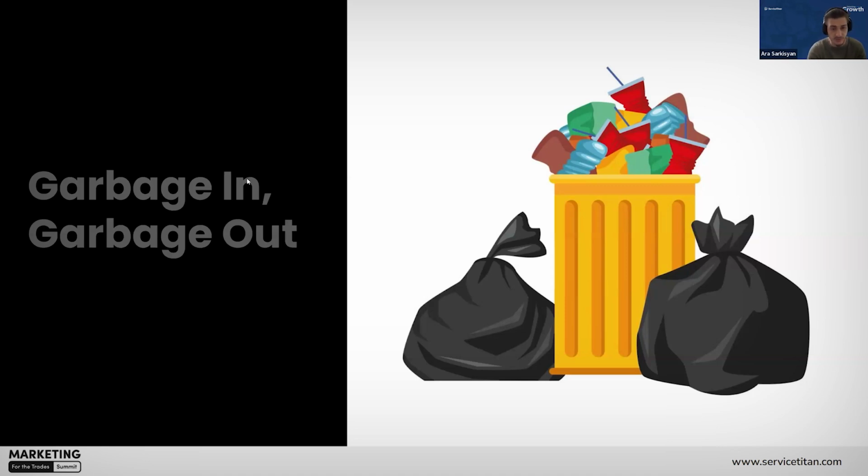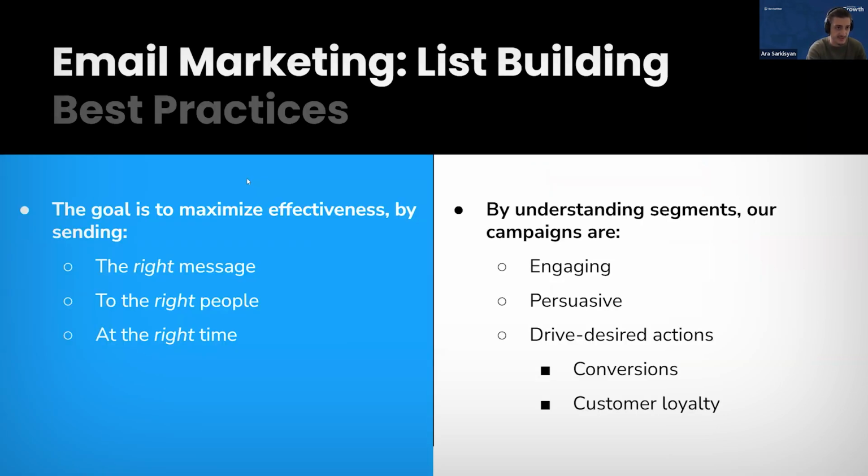And honestly, going back to the reputation side of things, degradation of your reputation as a sender. So going back to the best practices when we're building a list, high level, the goal is to maximize the effectiveness by reaching the right people with the right message at the right time. And to do this, we need to understand what kind of segments we're going to need to target for each respective campaign. And we're going to need to figure out what parameters we need to set up within our data to ensure that that's the case.